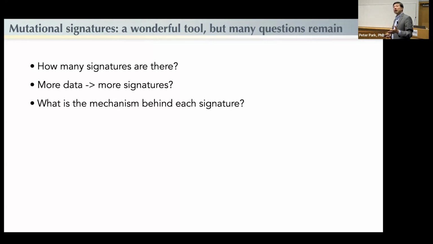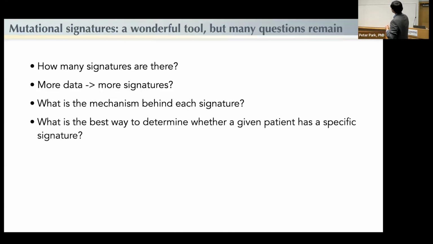Cancer Research UK has just announced another set of questions under their grand challenges in cancer, and one of them is trying to figure out what every signature corresponds to. What is the best way to determine whether a patient has a specific signature? That's the story I'm going to tell you. One of the signatures, which happens to be signature 3, turns out to be a manifestation of homologous recombination deficiency, which is really important for clinical application. So we'll come to that.